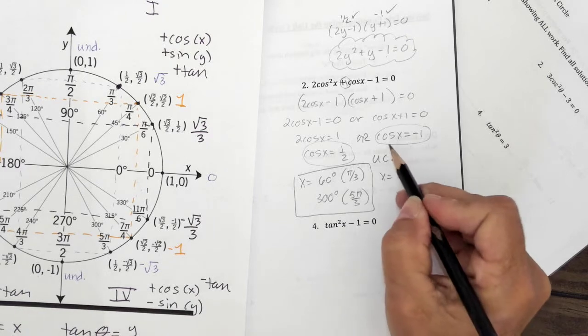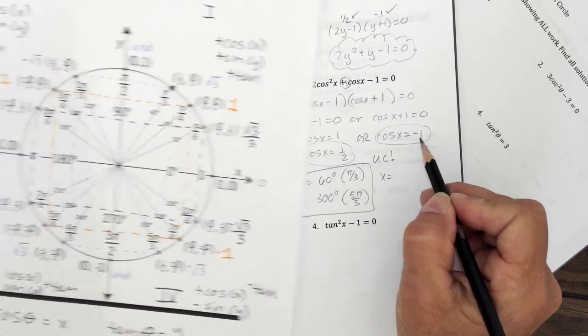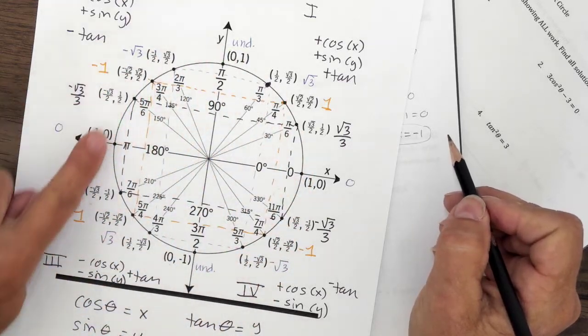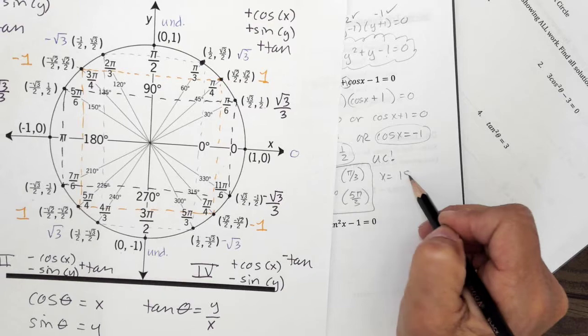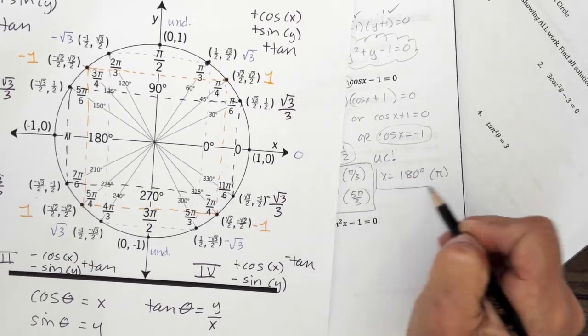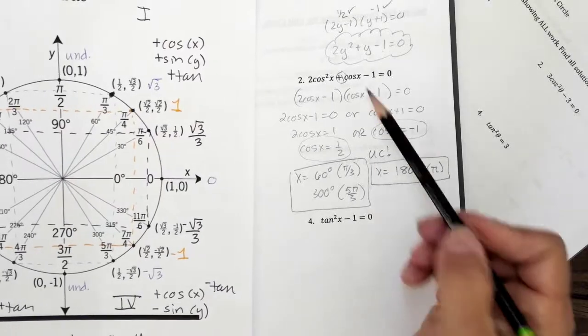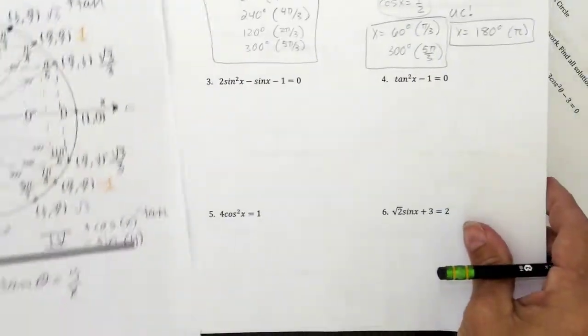But over here, the other thing that would work is if the cosine was negative 1. And so I'm looking for an x coordinate of negative 1, which only happens one place on the circle. So another option is 180 degrees or pi. So these are all the answers that would make that initial statement true. Look how smart you are. All right, let's keep going.